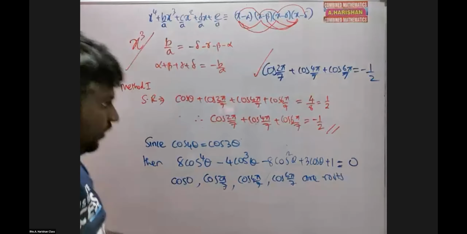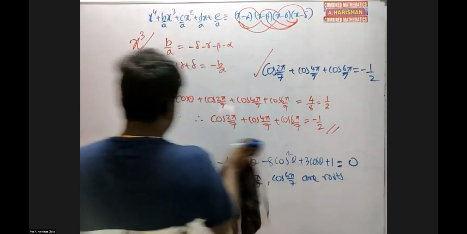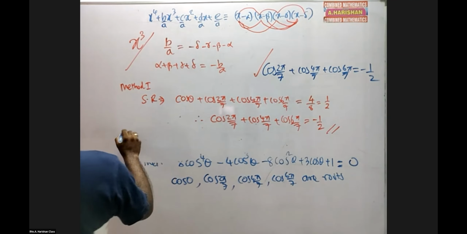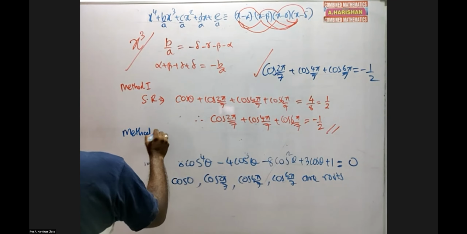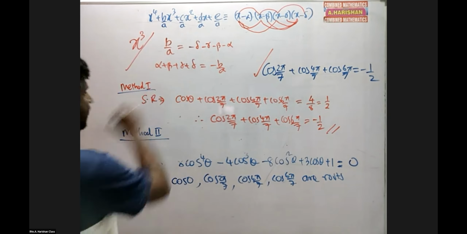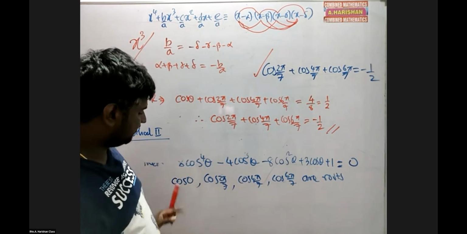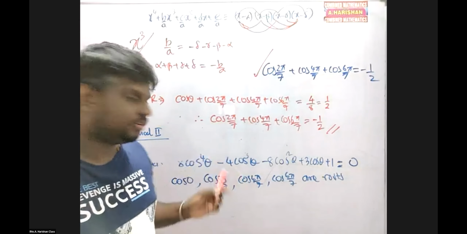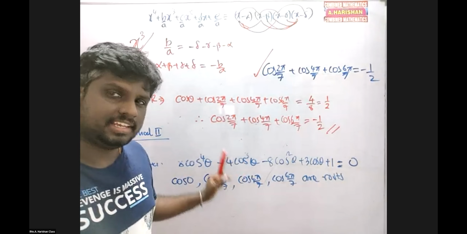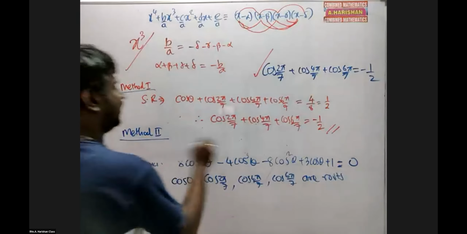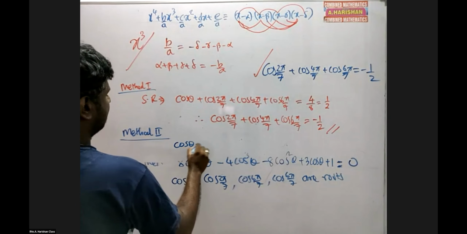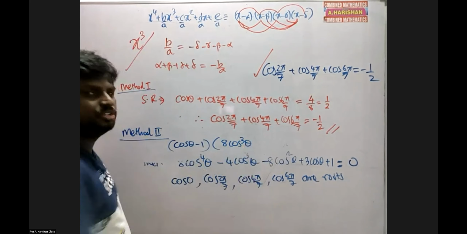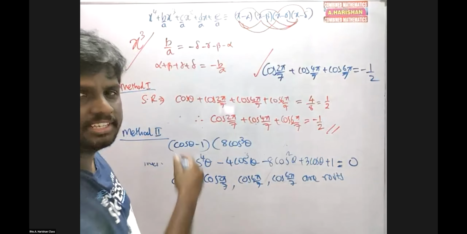Okay, so I erase this one. Method 2 also, quickly we do method 2. Method 2 is, since cos naught is a solution to this equation, that is cos naught is 1, no, cos theta minus 1 must be a factor of this equation. So I can factorize this. So I take cos theta minus 1 and 8 cos cube theta. So you can write it using long division or whatever you like.